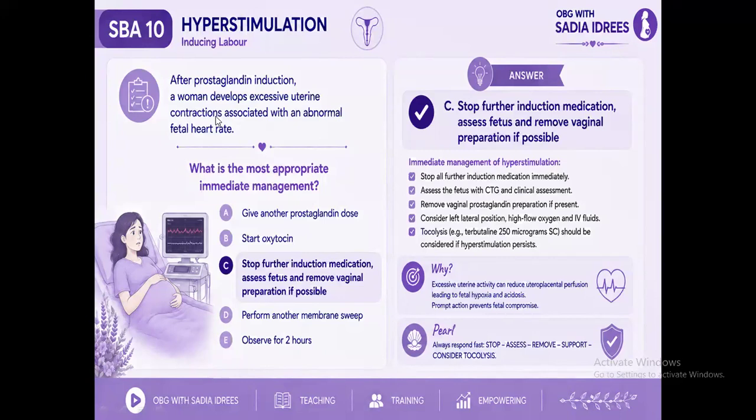And one more important pearl, some prostaglandin preparations are easier to remove than others. So a controlled release vaginal insert may be removable, but once you have given a vaginal gel or an oral drug, you obviously cannot simply retrieve that dose. That difference matters clinically.